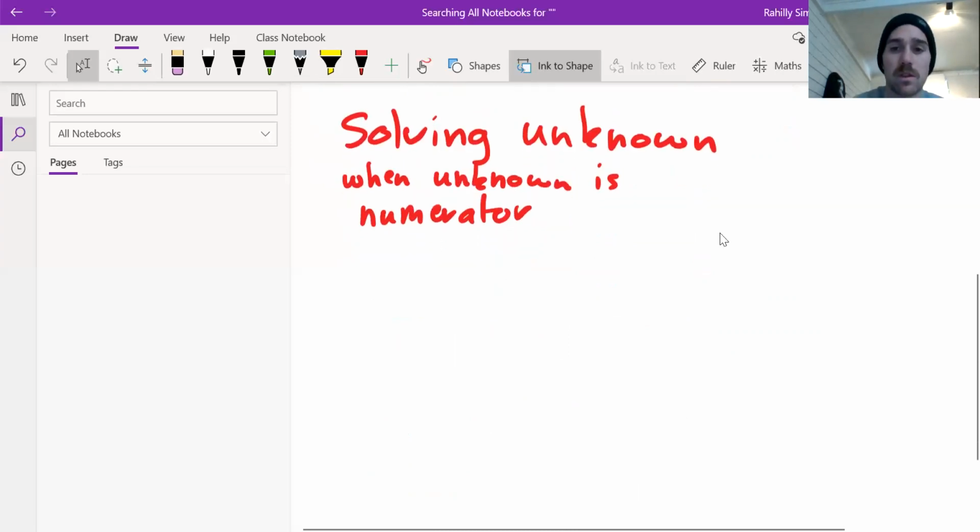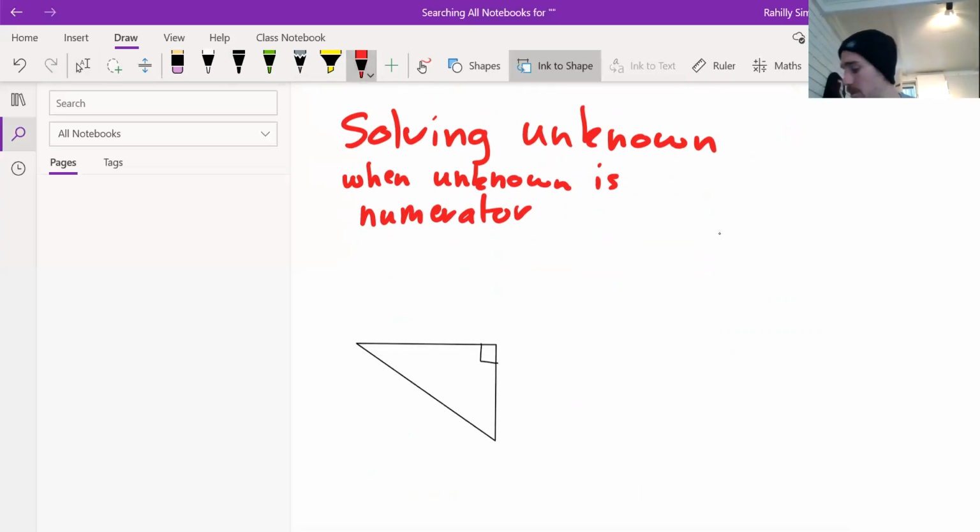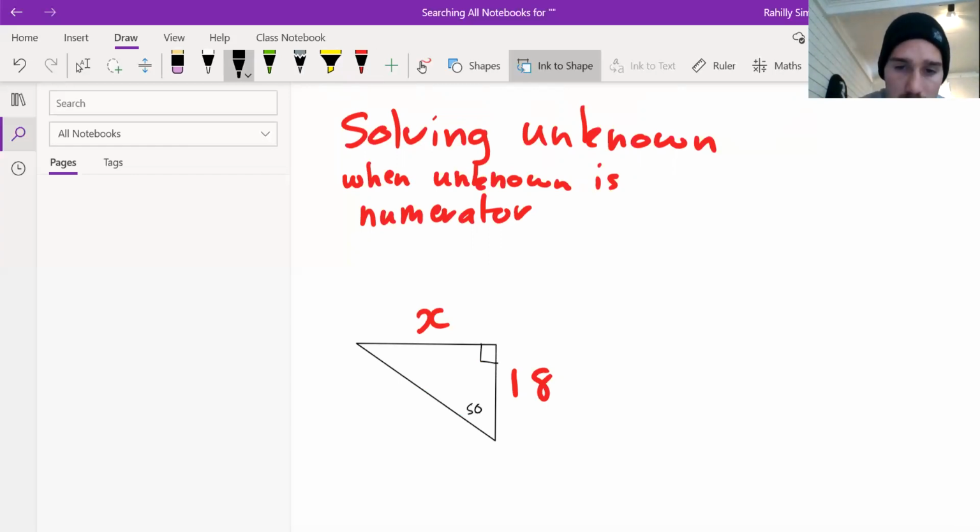And we'll go through and do this now. I'm going to quickly draw another triangle. Put the values in. We've got x, we've got 18, and in our triangle we have 50 degrees. So that's that angle there.